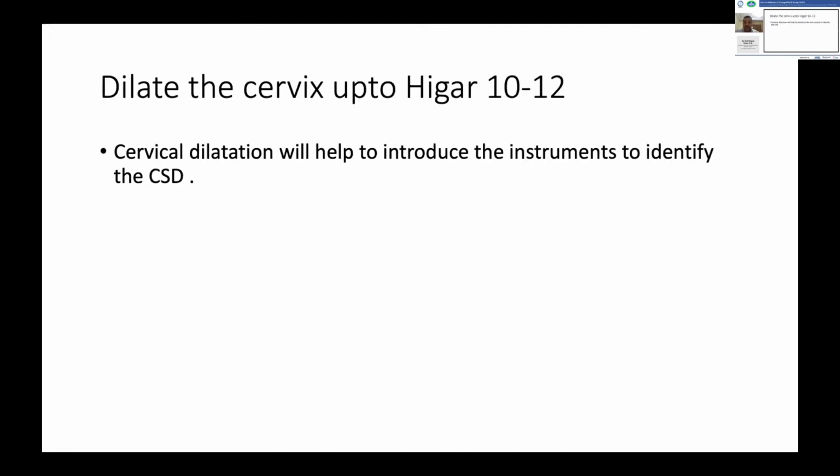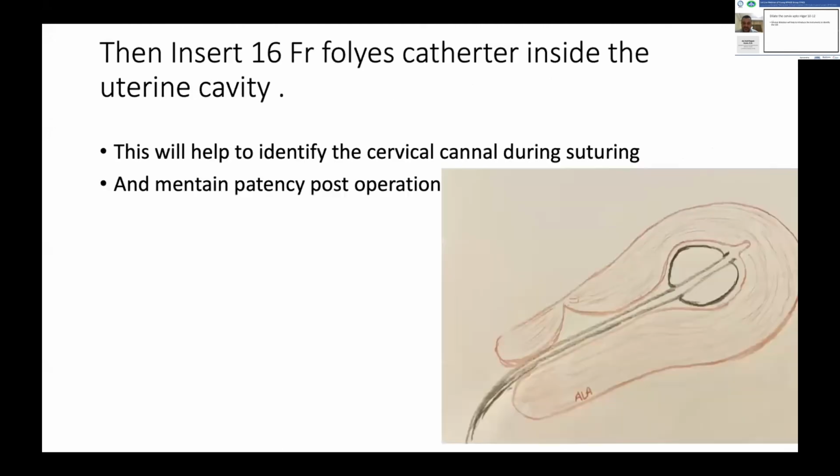So I dilate the cervix. I realized that dilating the cervix will help me make more space for suturing and for introducing instruments to identify the cesarean scar defect. I was aiming to introduce my finger, but it was impossible. So then I insert a Foley's catheter all through the operation. This will help me to identify the posterior wall and know that I am in the canal. After the operation, I keep the Foley's catheter to maintain the patency of the cervix.